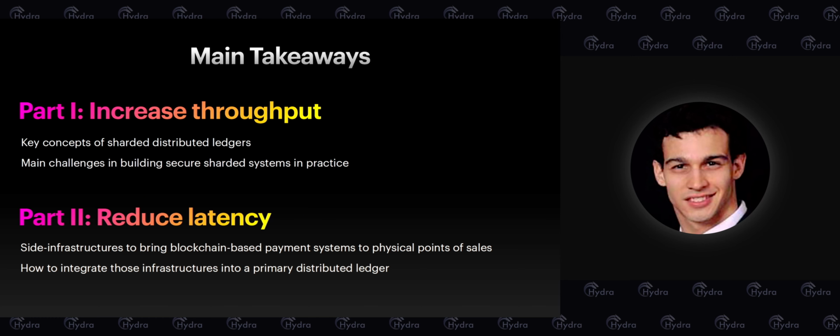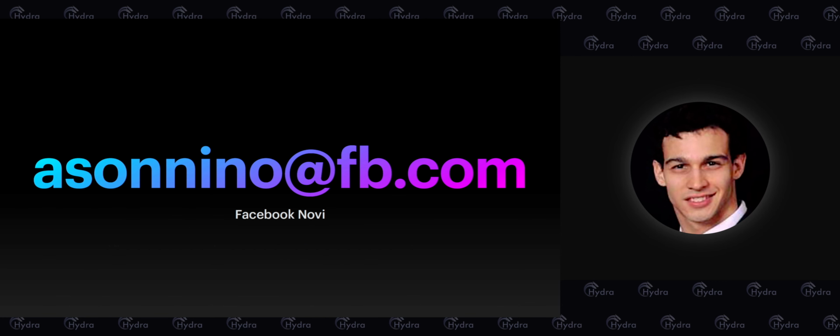And that's it. For the first part, I hope you got the main concept of sharding, and you also see why it's tricky to implement. And from the second, a simple technique to make blockchain payments so low latency through the use of side infrastructure to make them even usable at physical point of sale. So really in real life. And then how you can hook everything together by having an interface smart contract on the first structure and the second part. And that's it. That's all the presentation.